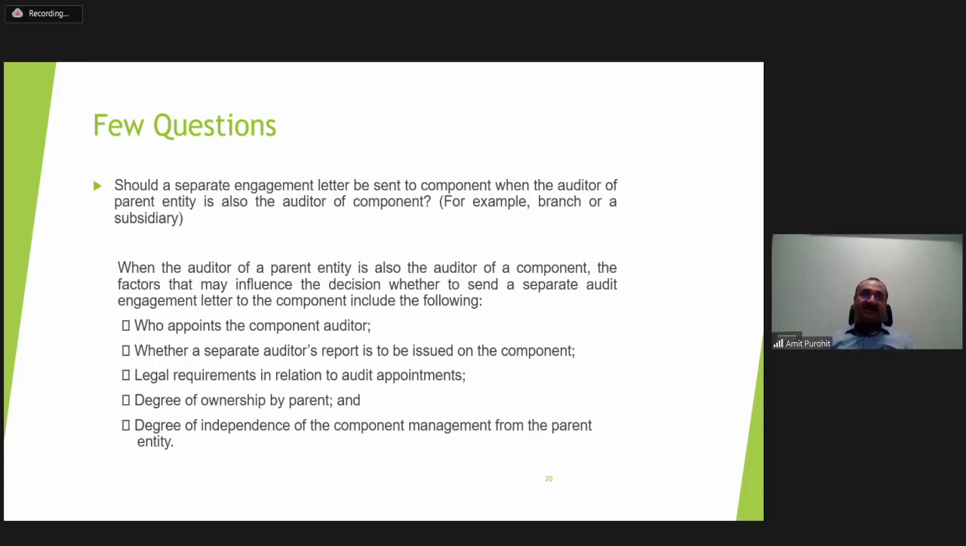It says that when the auditor of a parent entity is also the auditor of the component, the factors that may influence the decision whether to send a separate engagement letter to the component include the following: who appoints the component auditor, whether a separate auditor's report is to be issued on the component, legal requirements in relation to the audit appointments, degree of ownership by the parent, and degree of independence of the component management from the parent entity. So friends, so far as the Companies Act 2013 is concerned, for subsidiaries I would tend to feel that there has to be a separate engagement letter for the subsidiary.